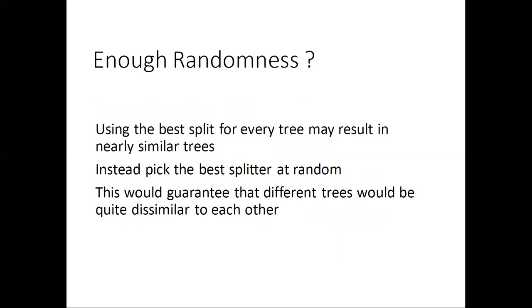The second randomness is that at every node in each tree, only a subset of attributes is used for splitting the nodes. This would guarantee that different trees would be quite dissimilar to each other, and then there will be some diversity. A random forest is an ensemble of decision trees, and for an ensemble to give maximum performance, there should be good diversity. So these two randomnesses ensure that the trees in the random forest are as diverse as possible.